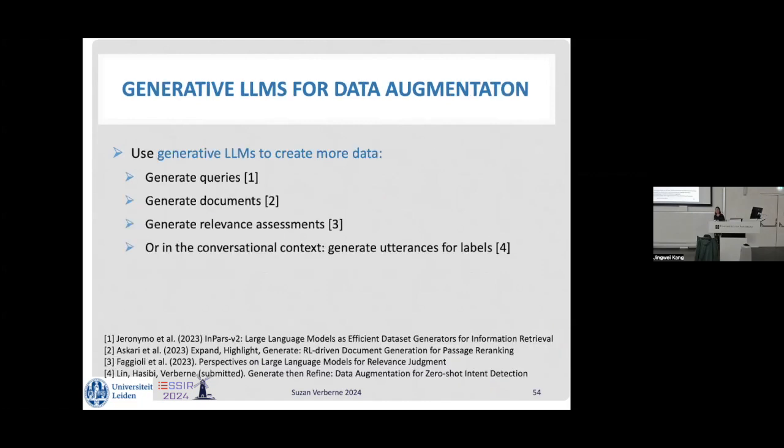So what options do we have? We can generate queries as training data. We can generate documents. We can generate relevance assessments, although the community has some discussion about whether or not we should do that. Or in the conversational context, we could say, okay, let's create some user utterances for known labels that we have.